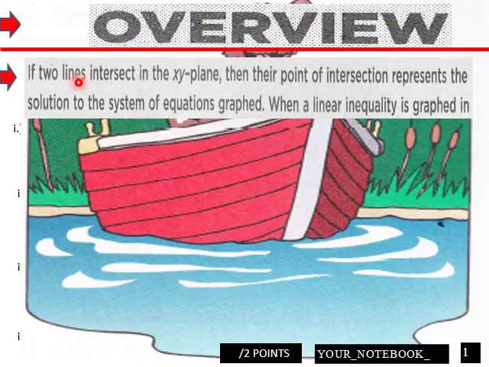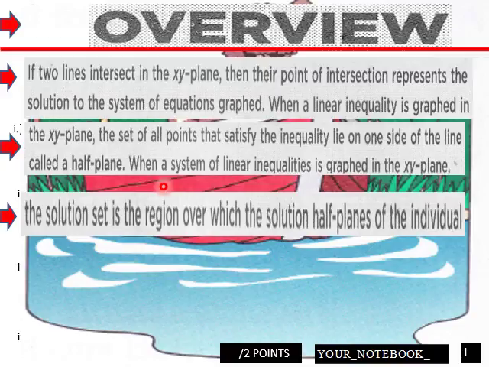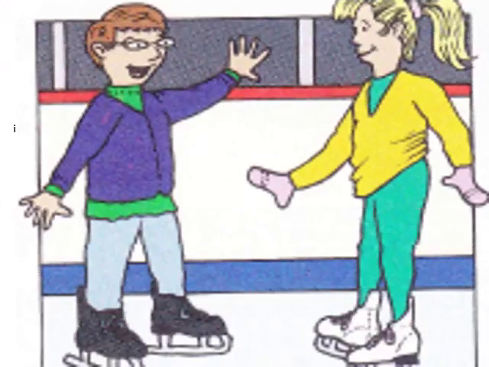Overview of this section: if two lines intersect in the XY plane, then their point of intersection represents the solution to the system of equations. The set of all points satisfying the inequality lie on one side of the line, called a half plane. When a system of linear inequalities is graphed in the XY plane, the solution set is a region over which the solution half planes of the individual inequalities overlap. So that's a complex solution.